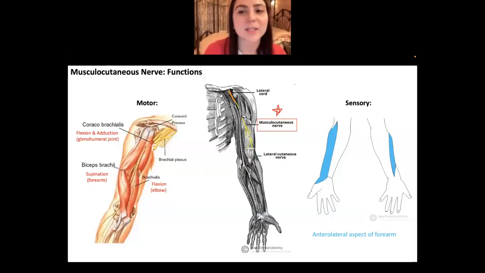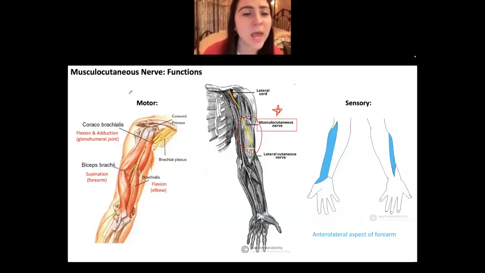Like I said, this is really helpful in terms of vignettes. Let's say someone has an injury to the anterior bicep. What nerve do you think is going to be affected? You don't even have to know what this nerve does. You just know it's there, and you're like, it's probably the musculocutaneous nerve that got affected. So that's why it's good to know its relationship of where it is. So here it is right here in the front of the bicep.